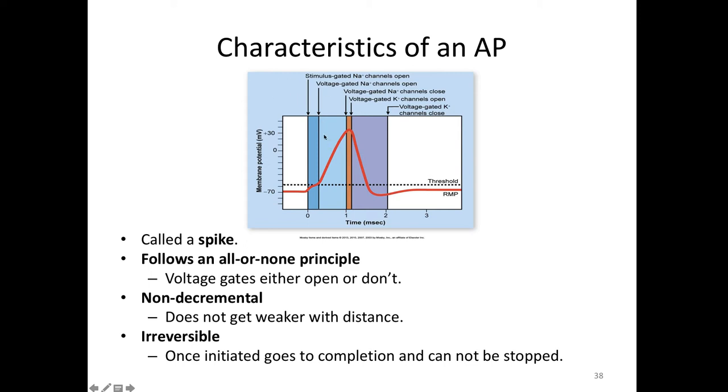So you can see this divides the curve up into bars and tells you which channels are open at which time. So that's another way to represent what I just drew you. We call this a spike, and spikes follow an all or nothing principle. So you either get opening of voltage gates or you don't, which means you get an action potential or you don't. These are non-decremental, so they don't get weaker with distance from the soma.